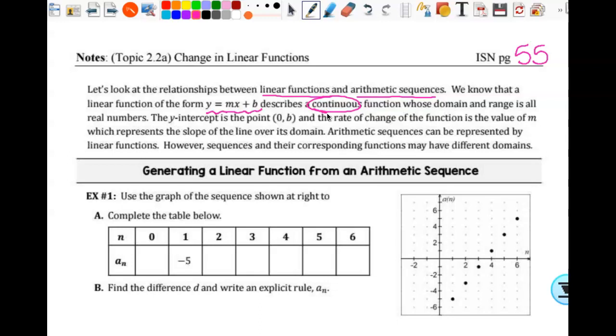Then we know that arithmetic sequences can be represented by linear functions. However, sequences and their corresponding functions may have different domains, right? Because when we're looking at sequences, they're not continuous. If you look at this first graph here, we don't have a continuous domain or a range, whereas if we have the equation of a line, it's actually continuous. Okay, so they're similar, but they're not exactly the same.